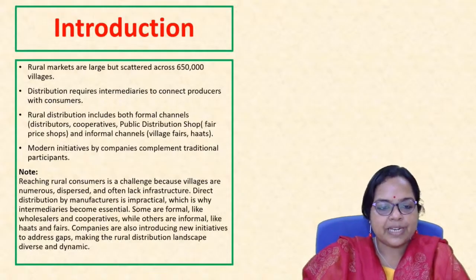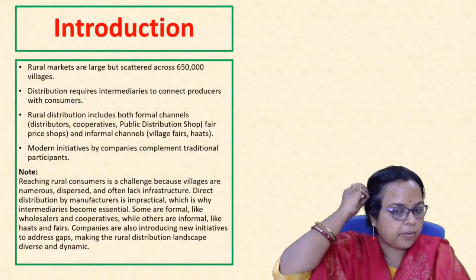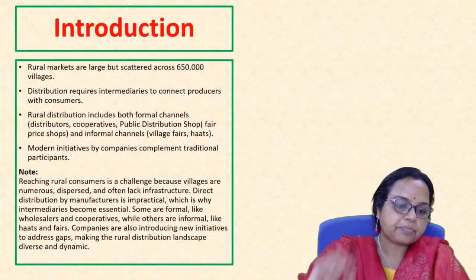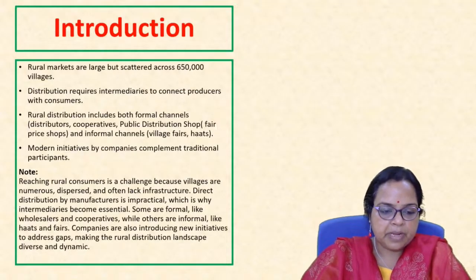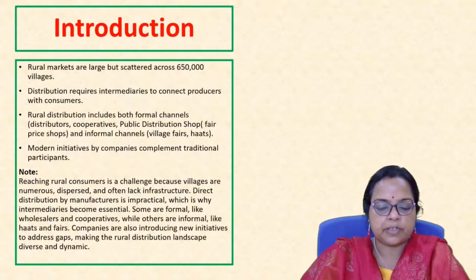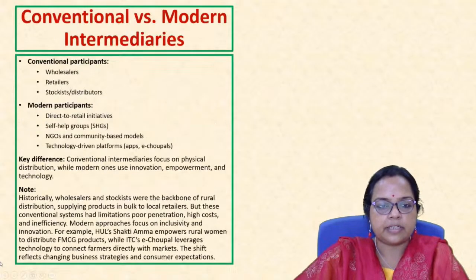Some formal channels are available, like distributors, cooperative societies, and public distribution shops, which are known as fair price shops, and informal channels like village fairs, melas, etc. Companies are also introducing new initiatives to address the gap between the manufacturer and the customer, for better availability of the product, or a smooth process for getting the product from the marketer to the customers. So this is the introduction of the unit, and let's understand it in detail.